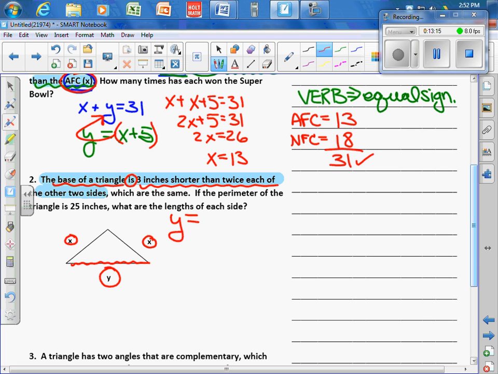Well, the other sides are called x. Twice that would be 2x. 3 inches shorter than that would be minus 3. So y is equal to 2x minus 3 is your first sentence. Let's try the second one.